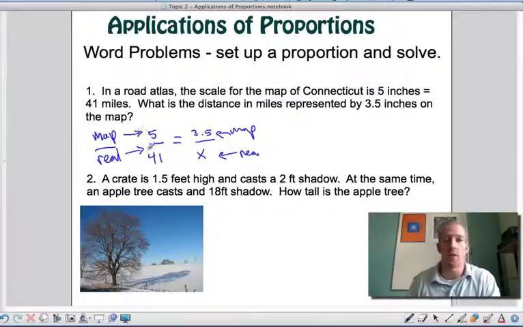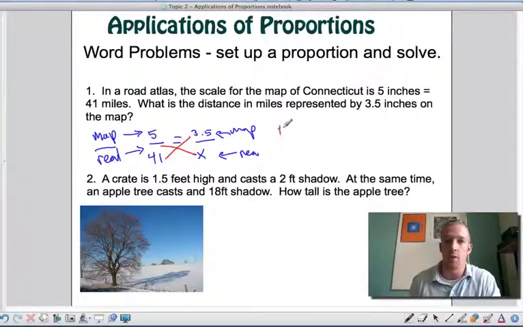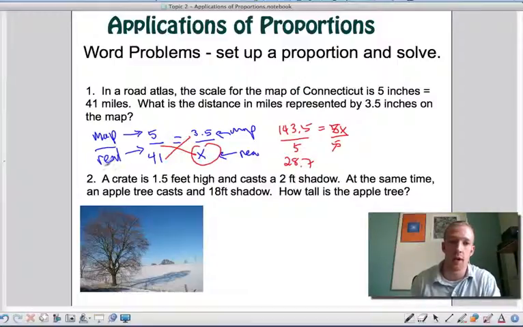So now once you've set it up correctly, it's very easy to solve. It's just like our last lesson. So all we're going to do is cross multiply and solve. So we have 3.5 times 41, which is 143.5, and then 5 times x. Divide both sides by 5 here, and we've got 28.7 miles. We're solving for something in miles, the real distance, so it's 28.7 miles.